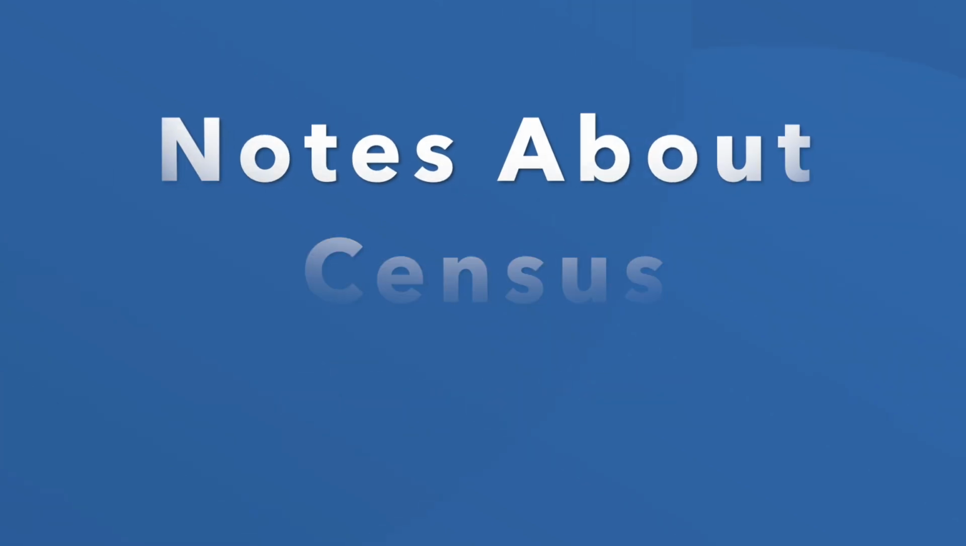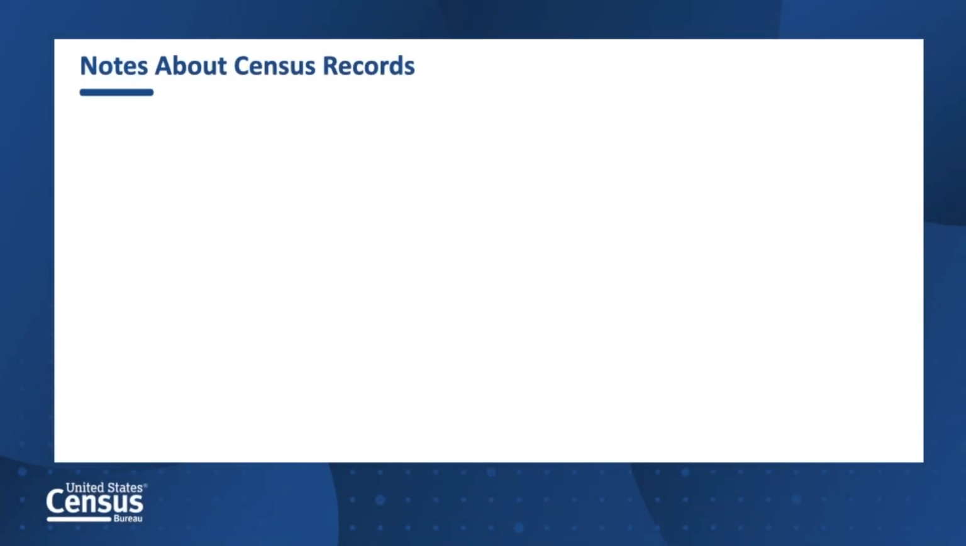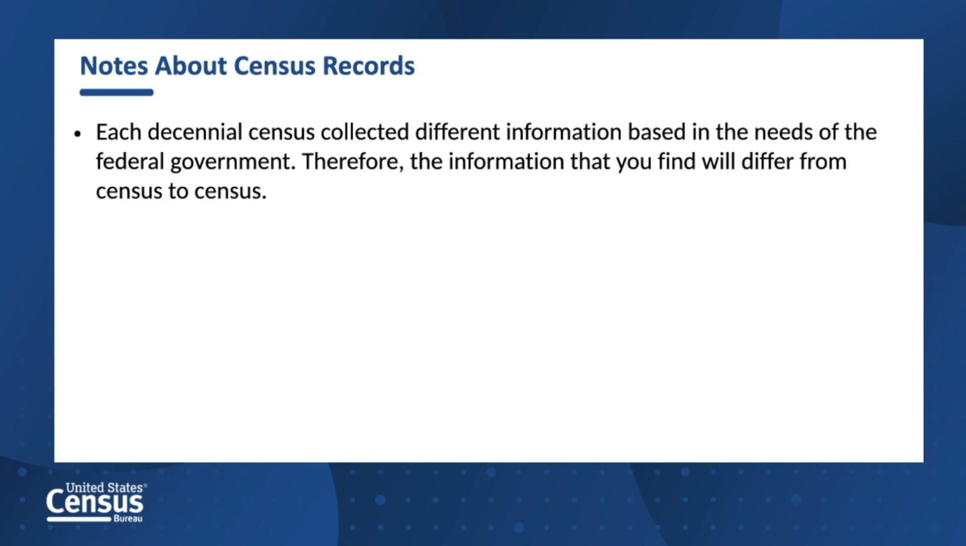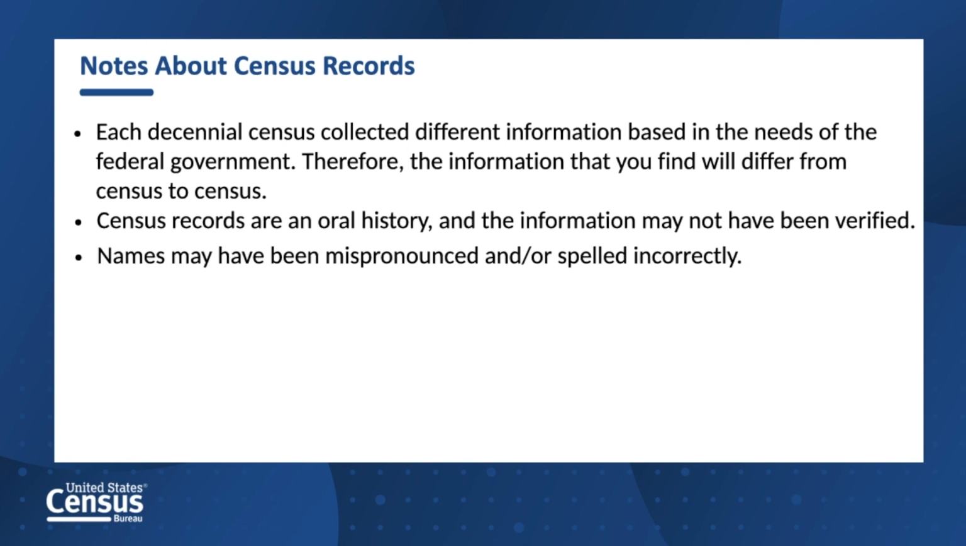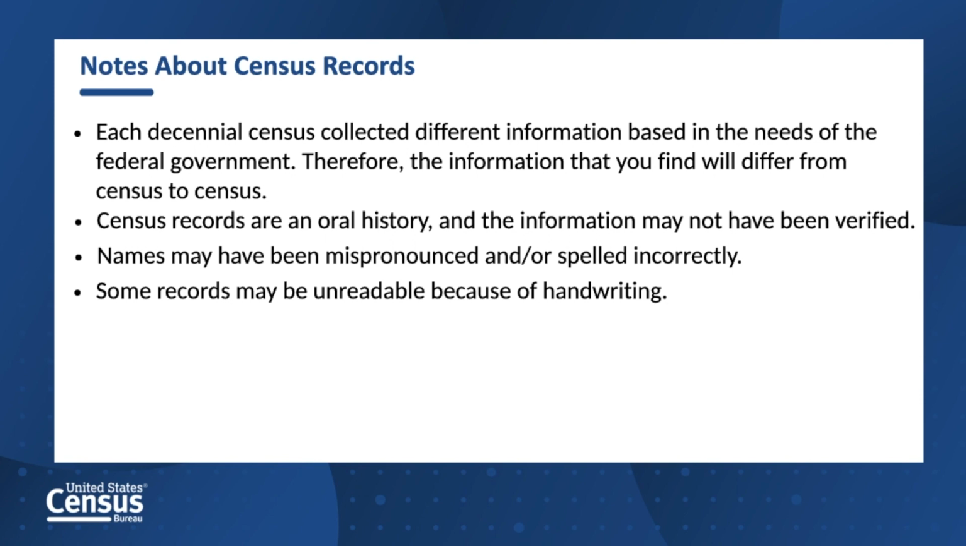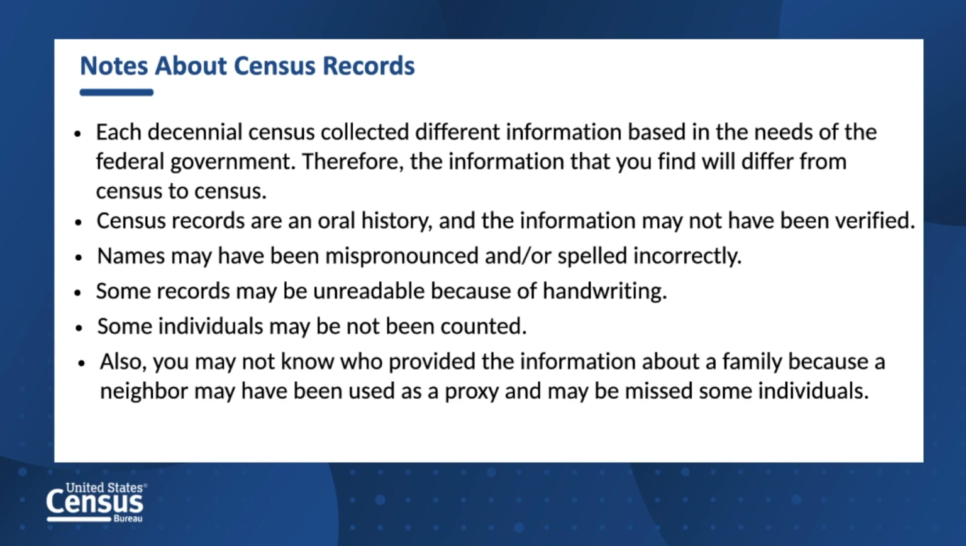Notes about census records. Each decennial census collected different information based on the needs of the federal government. Therefore, the information that you will find will differ from census to census. Census records are an oral history, and the information may not have been verified. Names may have been mispronounced and or spelled incorrectly. Some records may be unreadable because of handwriting. Some individuals may not have been counted. Also, you may not know who provided the information about a family because a neighbor may have been used as a proxy and may have missed some individuals.